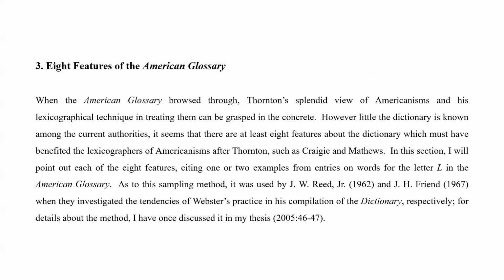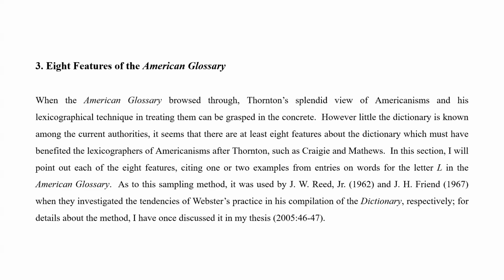Section 3. Eight features of the American Glossary. When the American Glossary is browsed through, Thornton's splendid view of Americanisms and his lexicographical technique in treating them can be grasped in the concrete. However little the dictionary is known among the current authorities, it seems that there are at least eight features about the dictionary which must have benefited the lexicographers of Americanisms after Thornton, such as Craigie and Matthews.